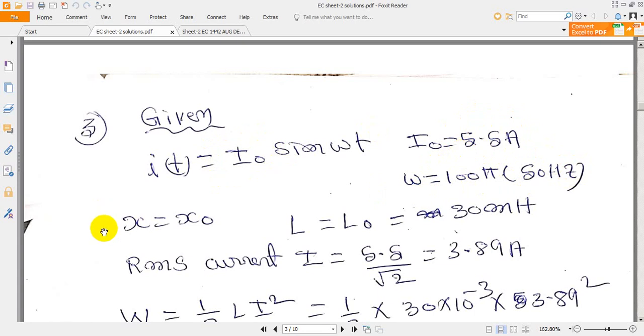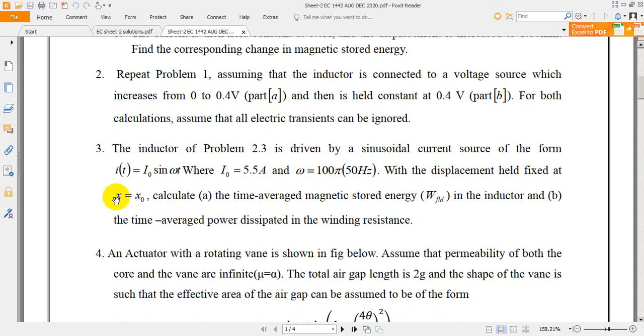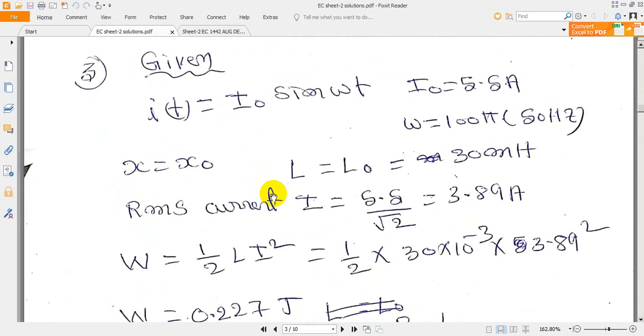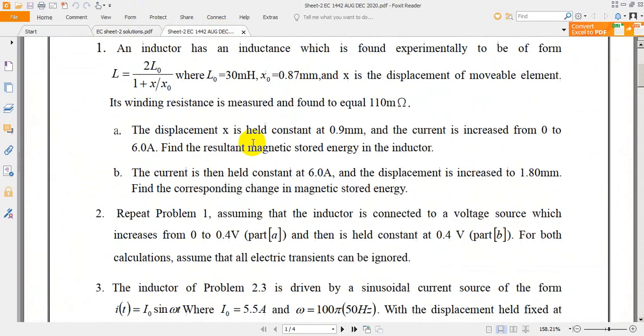It is given in the problem, and also x is equal to x naught. X naught is given as 0.87 mm. Let us calculate the RMS value of the current first. If we substitute x is equal to x naught in this equation, we will get L is equal to L naught. See, x by x naught, 1 will cancel, so 1 plus 1 will get it as 2. 2 L naught divided by 2, you will get L naught. It means L is equal to L naught, which is equal to 30 millihenries.